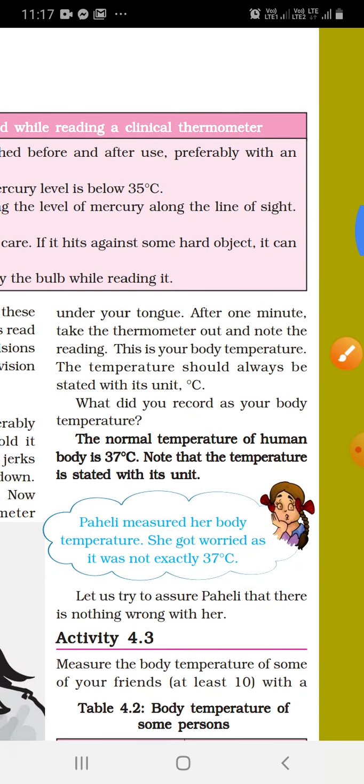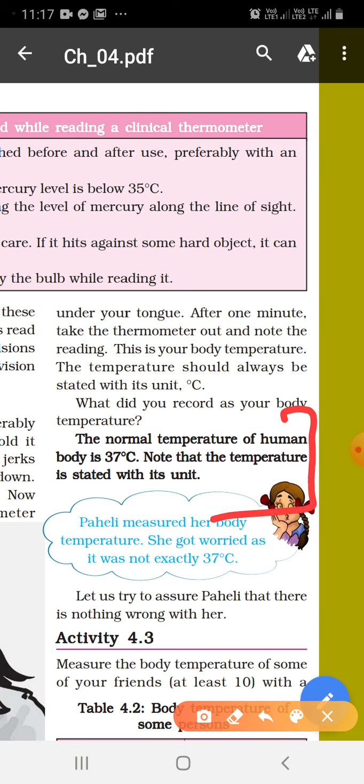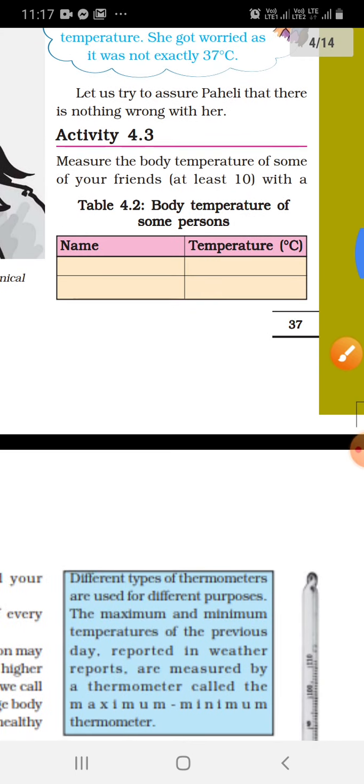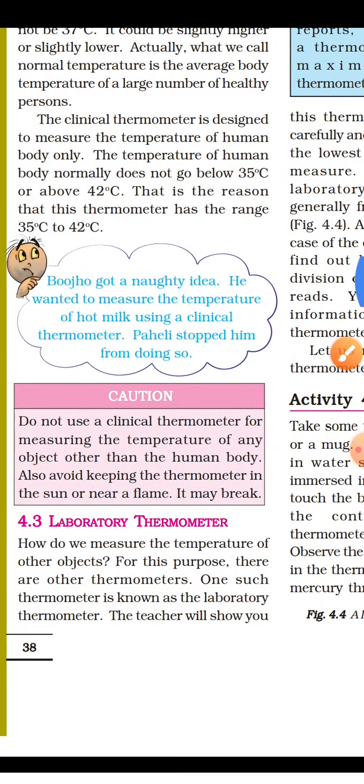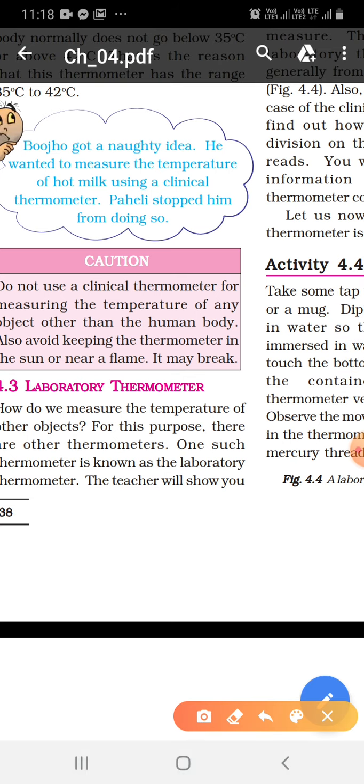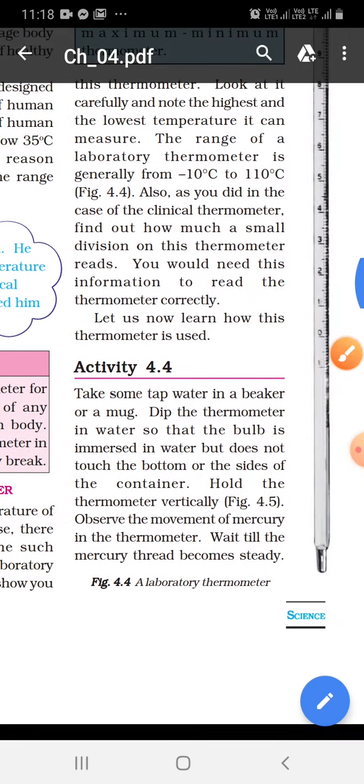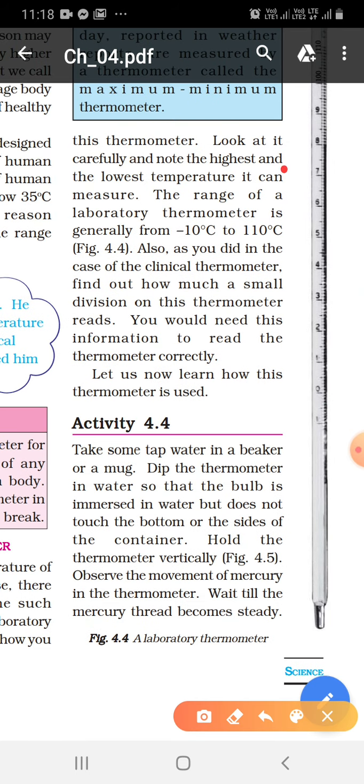The normal temperature of the human body is 37 degrees Celsius, and on the Fahrenheit scale, that is 98.4 degree Fahrenheit. Clear to all of you? Next thermometer is laboratory thermometer. It is used in labs. The range of laboratory thermometer is minus 10 degree Celsius to 110 degree Celsius.